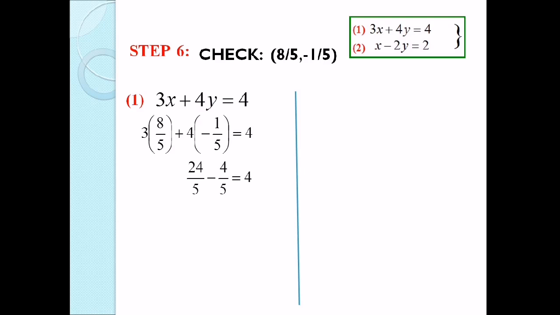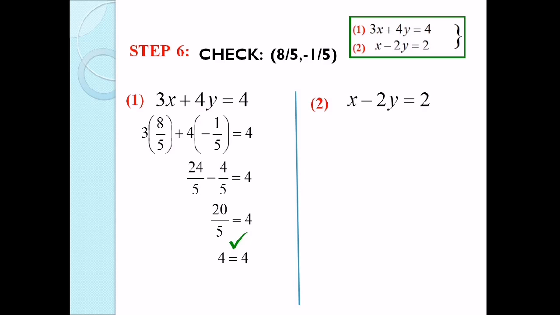3 times 8 is 24 over 5. Minus, because positive and then negative is negative. So, 4 times 1 is 4 over 5. And then, you just subtract the numerators. 24 minus 4 is 20 over 5 equals 4. Then, 4 equals 4 is checked for our first equation.